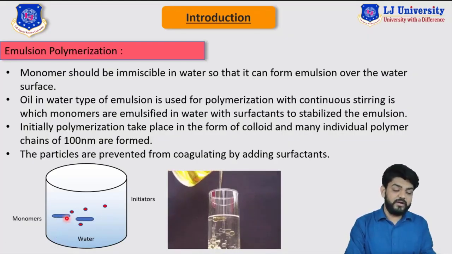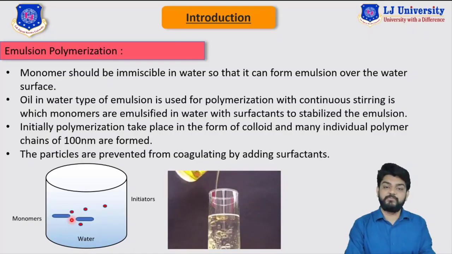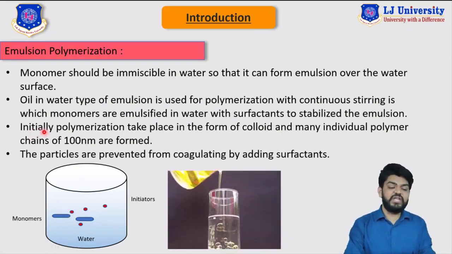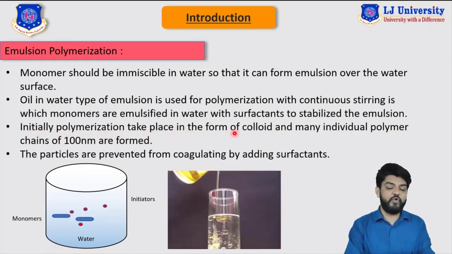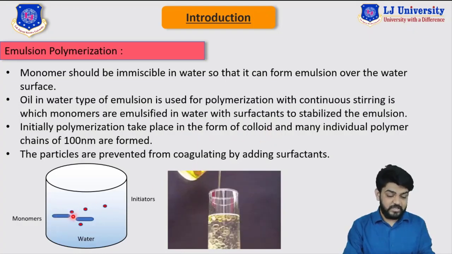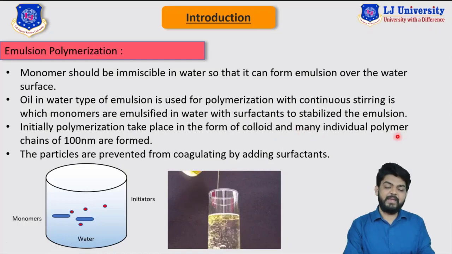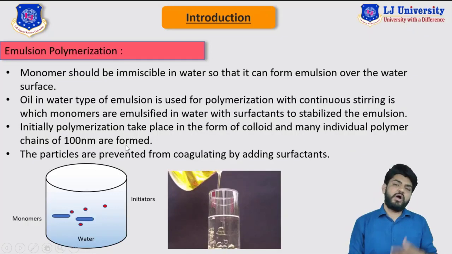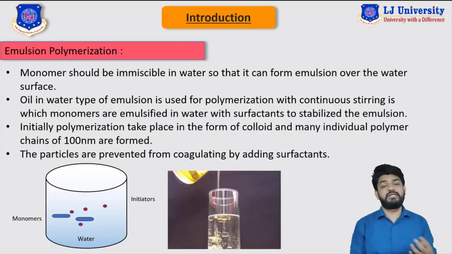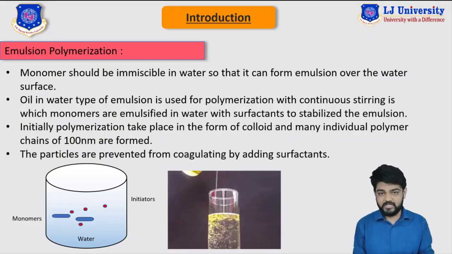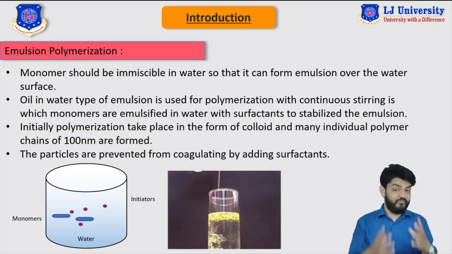And this monomer will form a polymer. But this polymer is in the form of a long chain, or we can say colloidal. You can see here that initially polymerization takes place in the form of a colloid. So this is the colloid, which is made up of our product polymer, and many individual polymer chains of 100 nanometers are formed. Our main purpose is not to produce this chain of polymer of just a length of 100 nanometers. We want to form a polymer of a long chain.